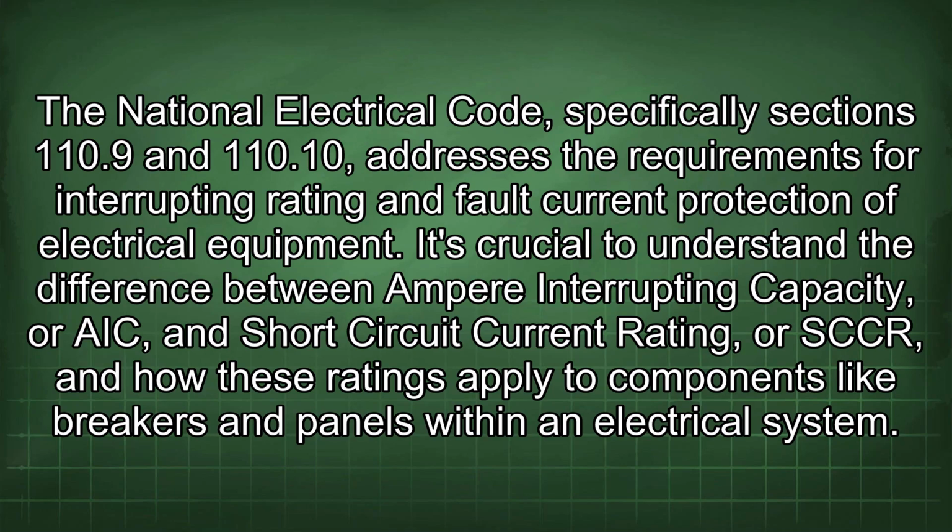National Electrical Code, specifically sections 110.9 and 110.10, addresses the requirements for interrupting rating and fault current protection of electrical equipment. It's crucial to understand the difference between ampere interrupting capacity, or AIC, and short circuit current rating, or SCCR, and how these ratings apply to components like breakers and panels within an electrical system.